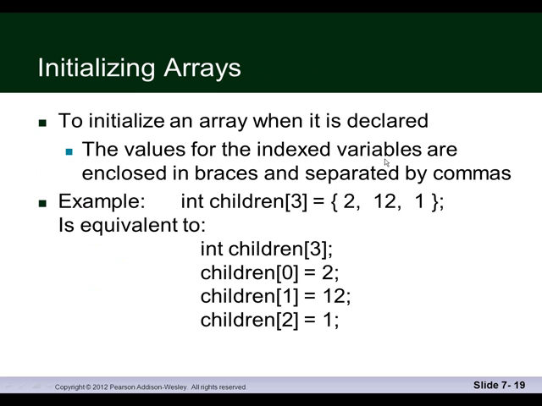Now, how do we initialize our array? One way of initializing an array is through braces. If I have a small array, I can just put the numbers in like that. Of course, if I have 1,000 of them, I cannot do it like this. In the braces, I can put the numbers separated by commas. So I have 2, 12, 1. So element 0 is going to be 2, and then 1 is going to be 12, and 2 is going to be 1.